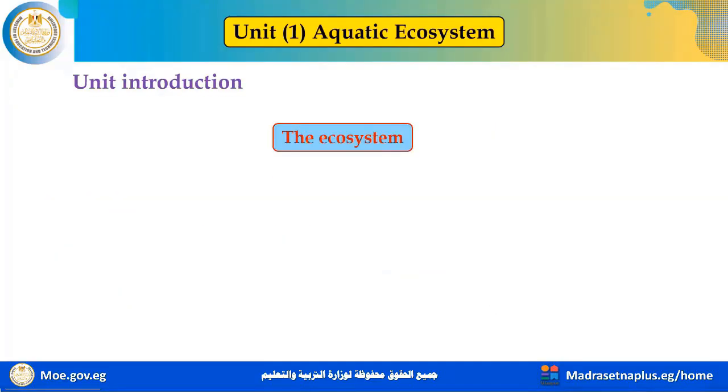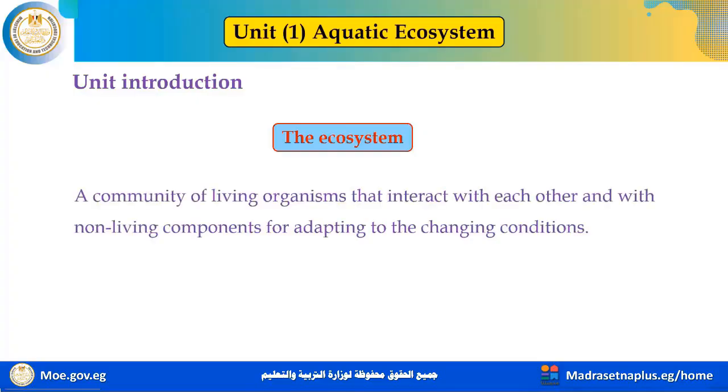Let's go for another point, which is the ecosystem. Actually, the ecosystem is a part of the environment. The environment is like the big umbrella, okay? And the ecosystem is under this umbrella, okay? Let's look at the definition of the ecosystem. Yes, I see somebody there read and say, yes, it is a community of living organisms that interact with each other and with non-living components for adapting to the changing conditions. That's right.